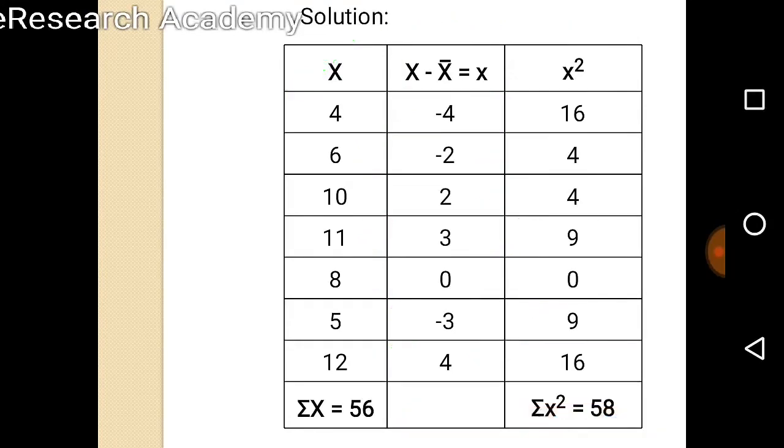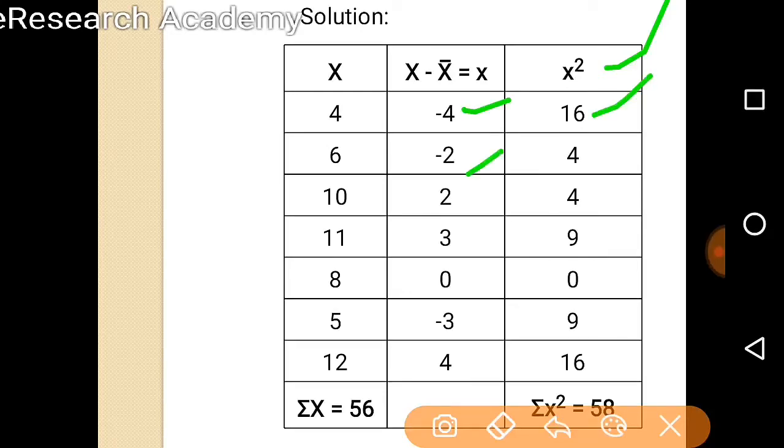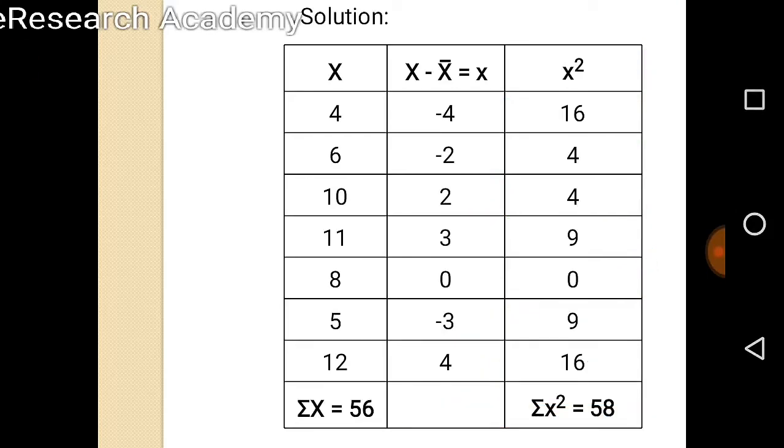So in the third step we need the square of this deviation, that is x square, right? So 4 into 4 is 16, 2 into 2 is 4, 2 into 2 is 4, 3 into 3 is 9, 0, 3 into 3 is 9, 4 into 4 is 16. Okay, so in the next step we have to apply the formula.